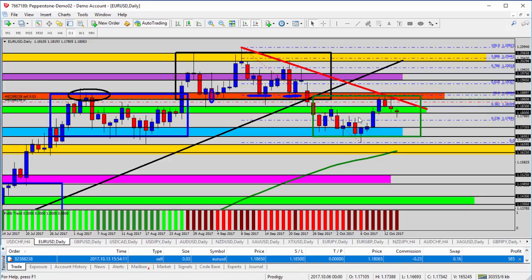Currently sitting with about 60 pips of profit. We definitely would like to see the breakdown of 1.1800. If it can get through 1.1800, we'll look for it back down into the low 1.17s, this blue shaded area that sits down here. That becomes our next potential support.